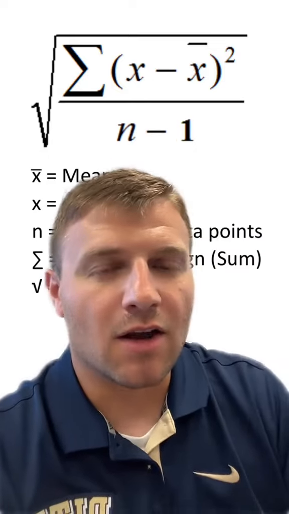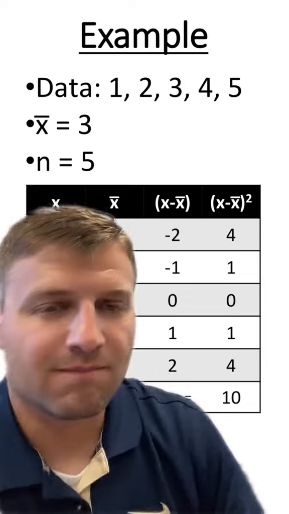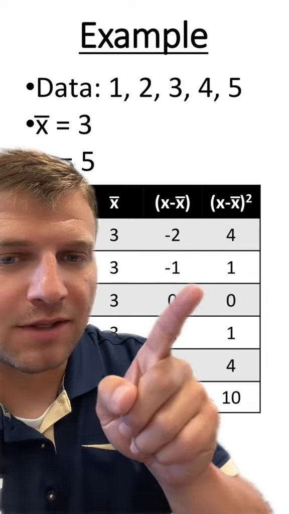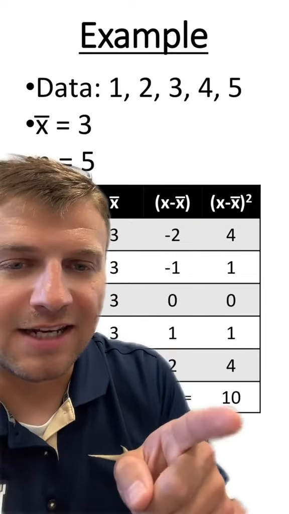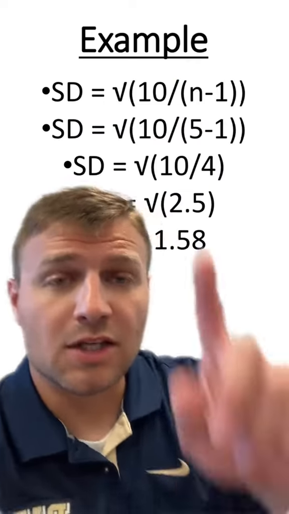Now that we've calculated every data point and its variation from the mean, we have to add all of them together. So we take 4 plus 1 plus 0 plus 1 plus 4 and get a total of 10. So again, we now have this top number. So what we can do is plug it in here.